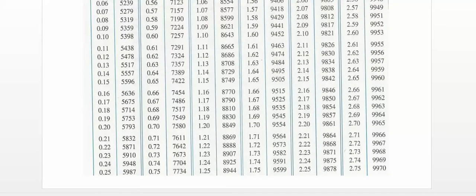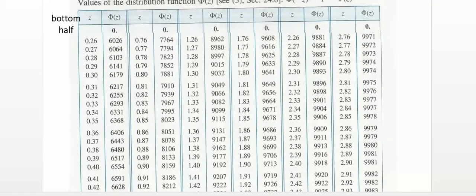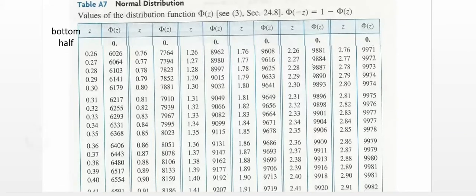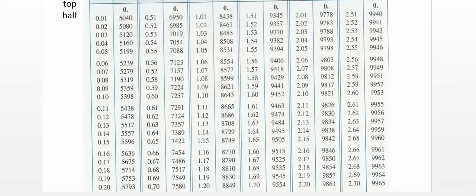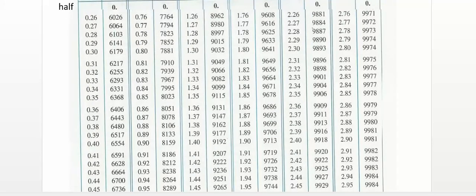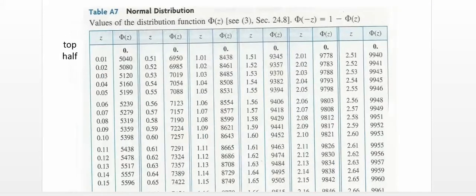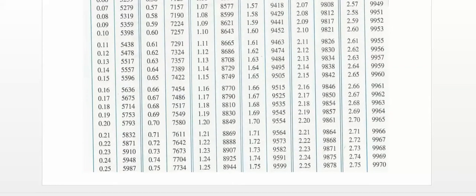We don't quite have 2.34 in this part of the table, so I'll use the bottom half. So this is the bottom half, and 0.2314. Oops, it isn't in the bottom half, it's in the top half. And it's toward the bottom.